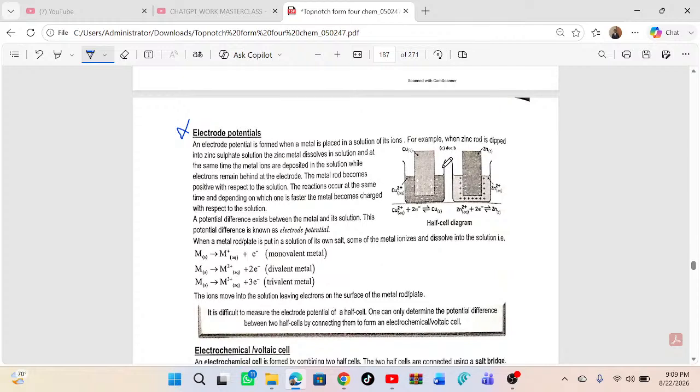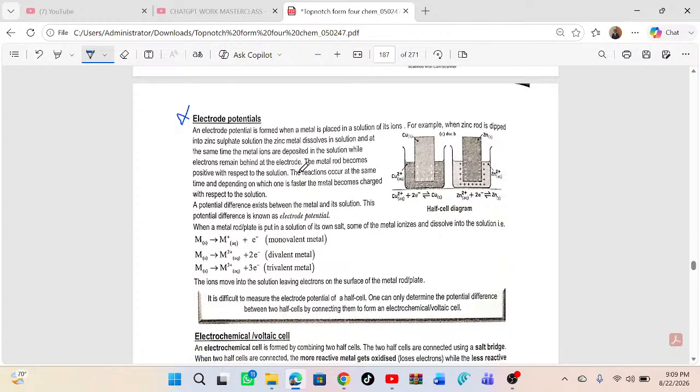So for example, when a zinc rod is slipped into a zinc sulfate solution, the zinc metal dissolves in solution, and at the same time the metal ions are deposited in the solution while electrons remain behind on the electrode. The metal rod becomes positive with respect to the solution. The reactions occur at the same time, and depending on which one is faster, the metal becomes charged with respect to its solution. Potential differences usually exist between the metal and its solution. This potential difference is known as electrode potential.